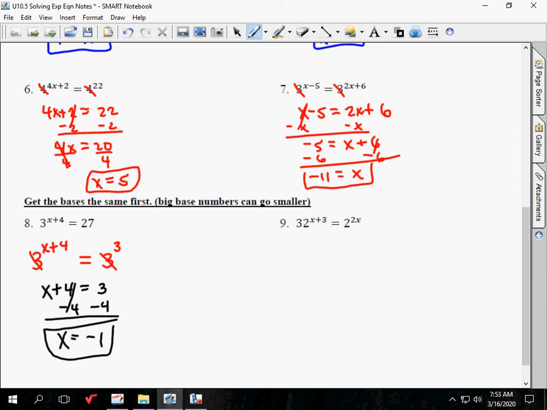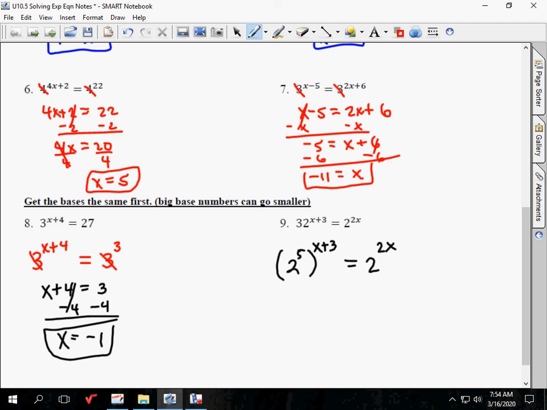All right, so number 9, we have a base 32 and a base 2. So again, try to get the big number to be the same as the smaller one. All right, so 32, we're going to change it to a 2. All right, so you take your calculator and you figure out, well, 2 to what power is the same as 32? All right, so you just start throwing numbers in, and it's going to be 2 to the 5th, and then we have the x plus 3 equals 2 to the 2x.